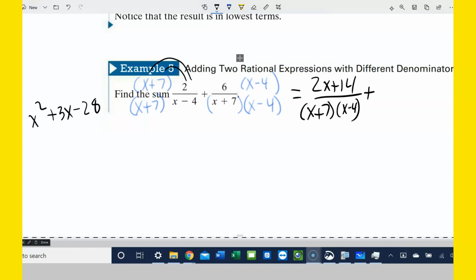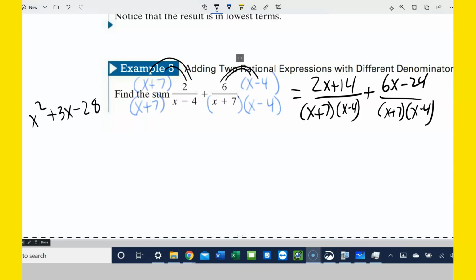All right, plus, and then distribute here on top. We do have to distribute on top. You just don't have to distribute on bottom. We have to distribute on top because we've got to combine our like terms on top. But we don't have to distribute on bottom because we don't have to combine anything on bottom. The bottom stays as it is. So that's going to be 6x minus 24 on top there. And the bottom is x plus 7, x minus 4.